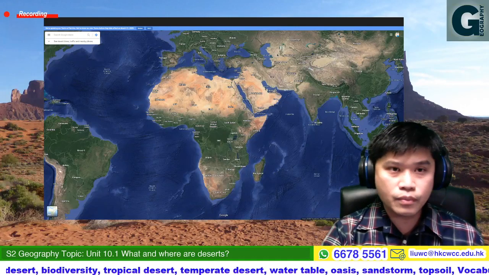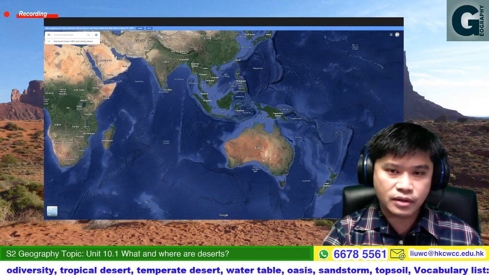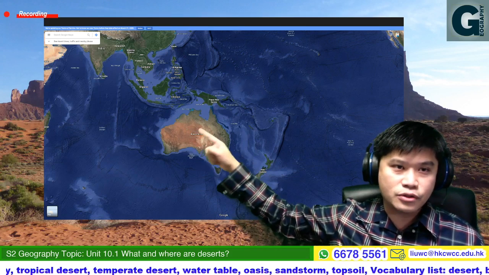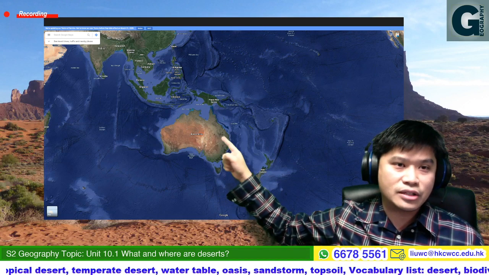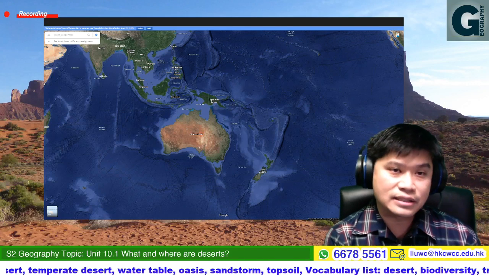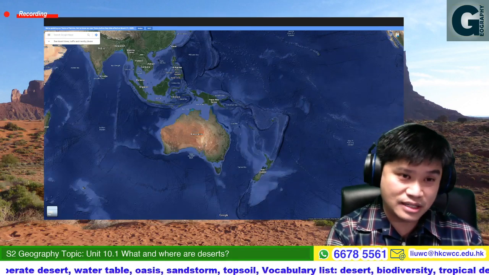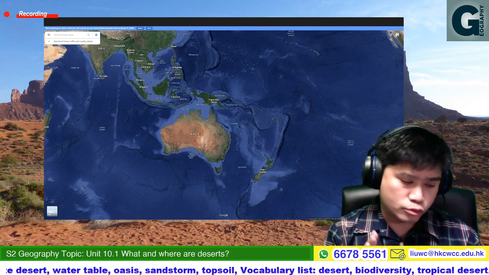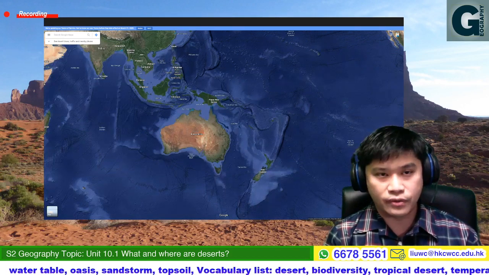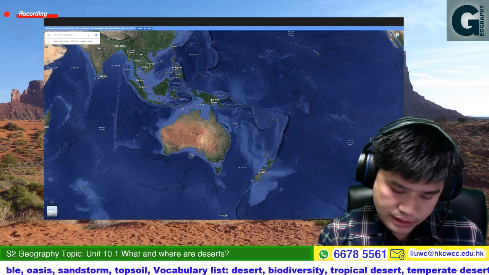And then if we move a little bit to the southern hemisphere, right there, you can see Australia. A large piece of Australia is also a desert, and the name of the desert is the Great Australian Desert. Highlight this in your textbook. This is also a tropical desert because it lies exactly along the Tropic of Capricorn.